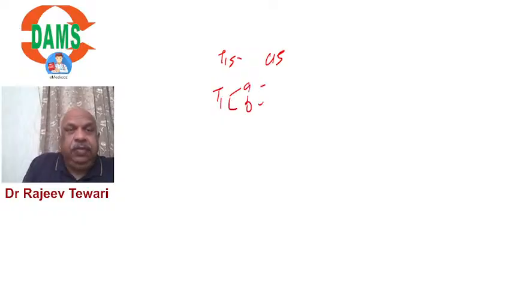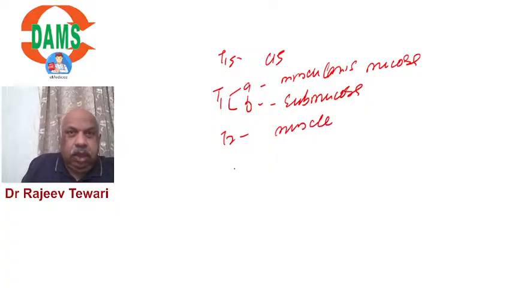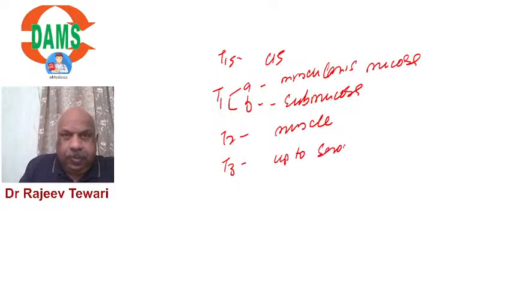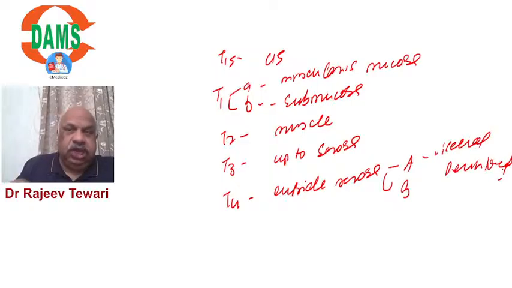The colon cancer staging I discussed in detail in the regular discussion, regular batch. Tis is carcinoma in situ, T1 is divided into A and B, which is muscularis mucosae and submucosa. T2 is muscle, T3 is beyond the muscle but up to serosa, should not be serosa, and T4 is outside serosa, which is further divided into A and B. A is visceral peritoneum involved and B is surrounding structure invaded.